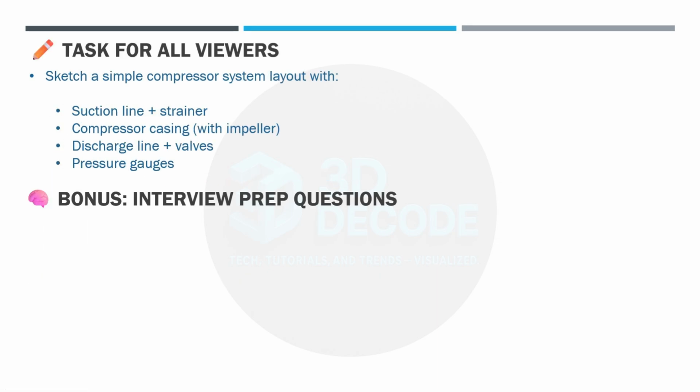Here's a small exercise for you. Draw a simple compressor system layout. Include a suction line with a strainer, the compressor casing with an impeller, a discharge line with valves, and pressure gauges on both suction and discharge sides. You can do this on paper or using simple software like PowerPoint or even Paint.